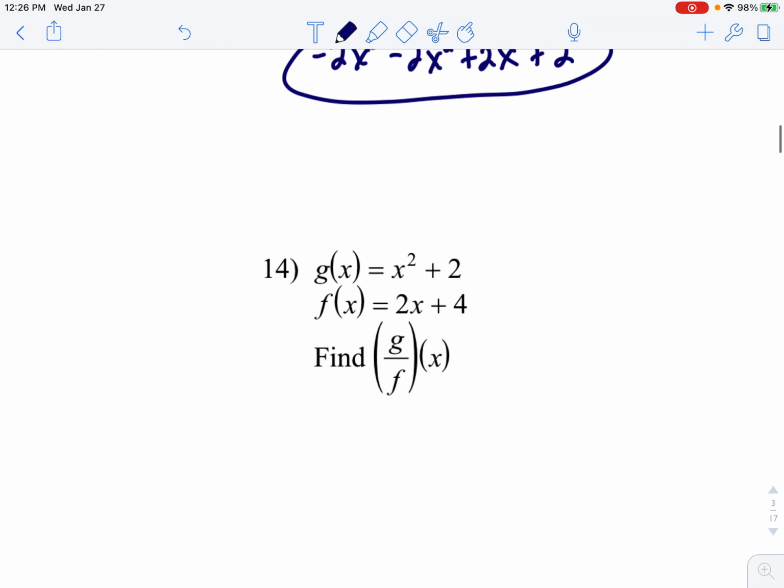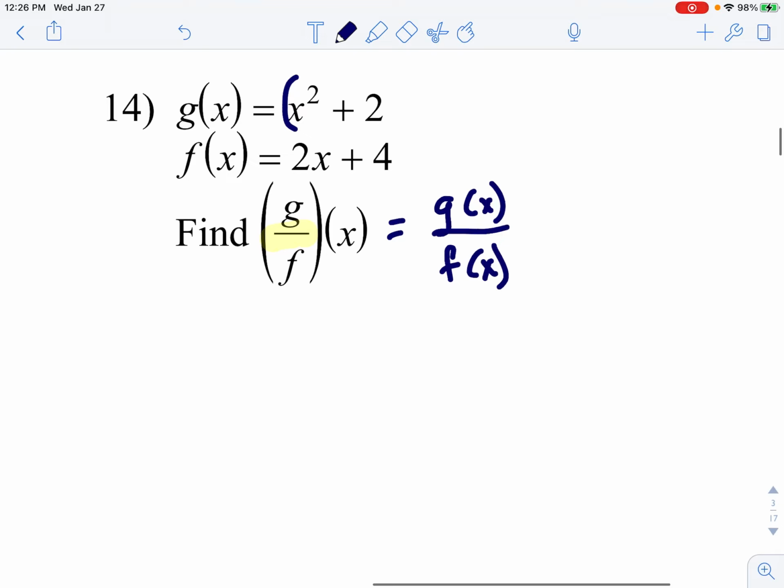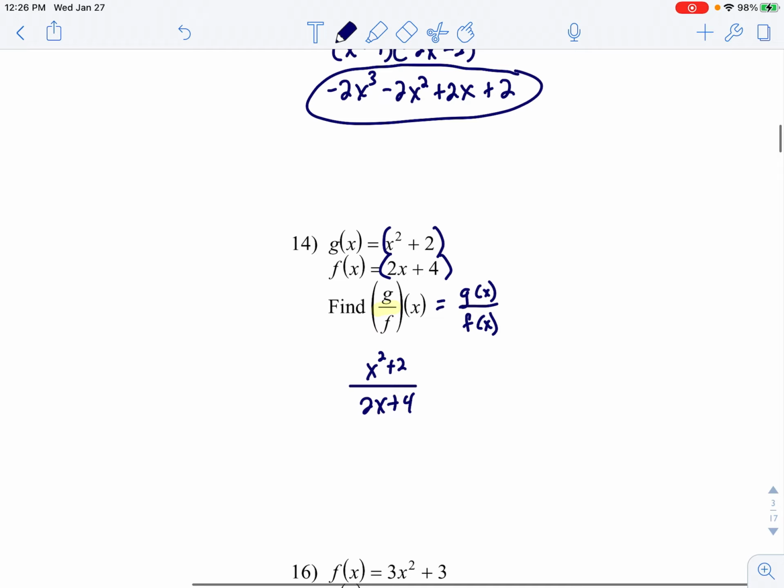Okay, number 14. So this here is divide. This says g of x divided by f of x. So that means we need to put the first function, x squared plus 2, over the second function, 2x plus 4. And there's no way to divide that.